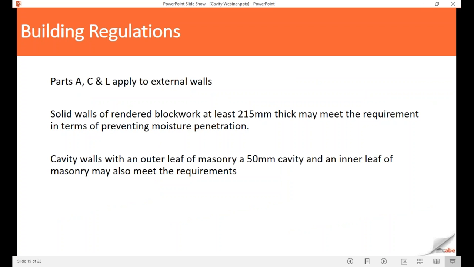And then I suppose I have to relate this back to building regulations. I've quoted here some England and Wales regulations, but the same provisions are within parts of the technical standards within Scotland. So what is suggested in terms of complying with Part A, C and L in England and Wales: a solid wall can meet the requirements in terms of moisture penetration if it's at least 215 millimetres thick, so it can pass Part C, whereas the cavity wall, two leaves of masonry with a 50mm cavity, is considered to do the same thing.